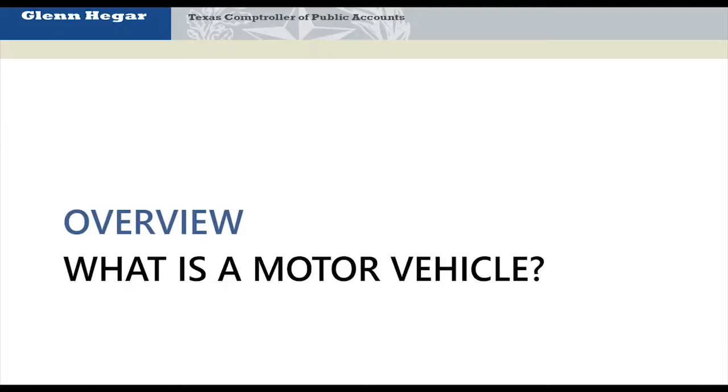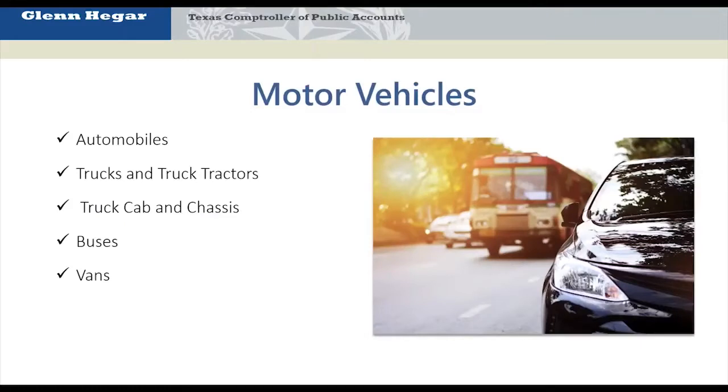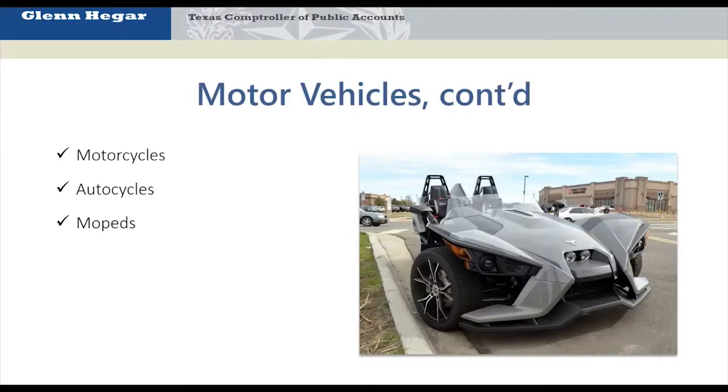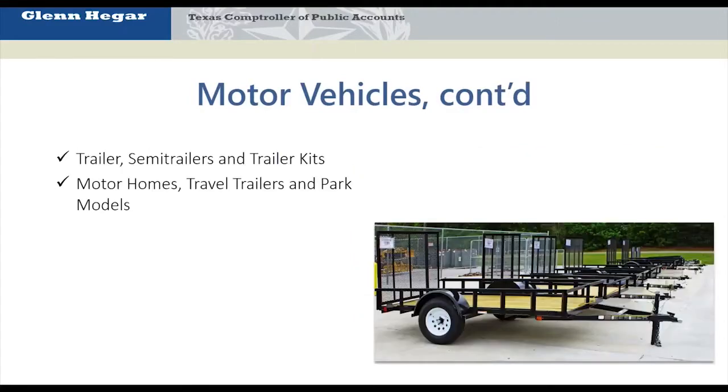Next, let's take a look real quick about what we mean when we say motor vehicle. Some things that look and act quite like a motor vehicle aren't taxed as motor vehicles, so I thought it'd be a good idea to touch on this just real briefly. Now, of course, some of the obvious ones, cars, trucks, truck cabs and chassis, buses and vans, all of these meet the definition for motor vehicle. Motorcycles, autocycles, and mopeds are included. Also included in the definition of motor vehicles are trailers, semi-trailers, and trailer kits. It also includes dollies, Jeeps, Stingers, aux axles and converter gears, motorhomes, travel trailers, and park models.